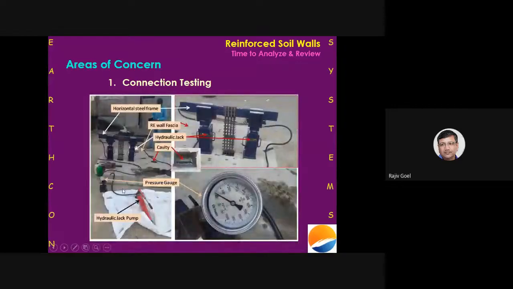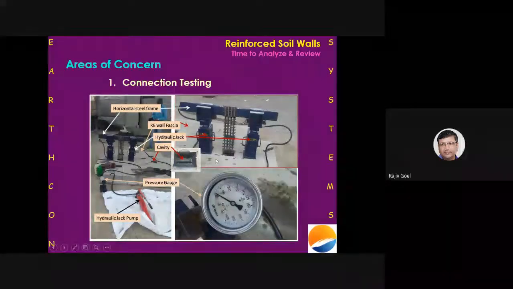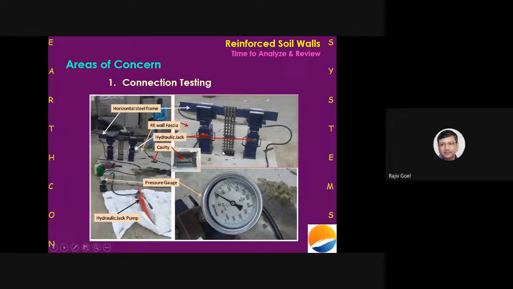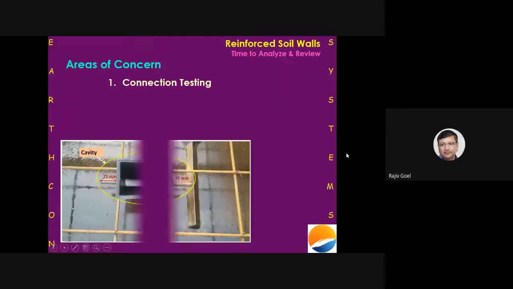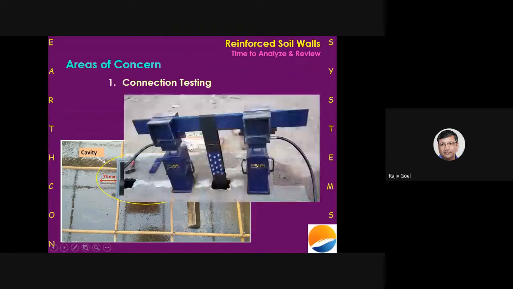This is the testing of the cavity connection, which is used with the geo straps or paraweb. And mind you, all these testing pictures I am showing you here were done by CRRI, the Central Road Research Institute, and they tested all these connections and came up with suitable reports. This is how a cavity is fixed in a panel, and one more picture of how it was tested.